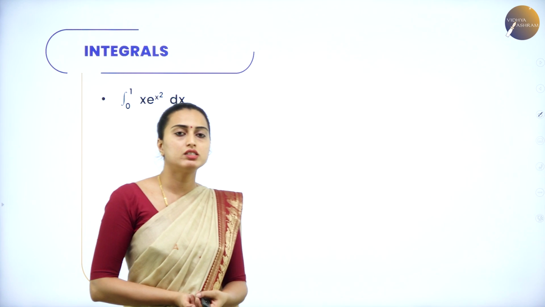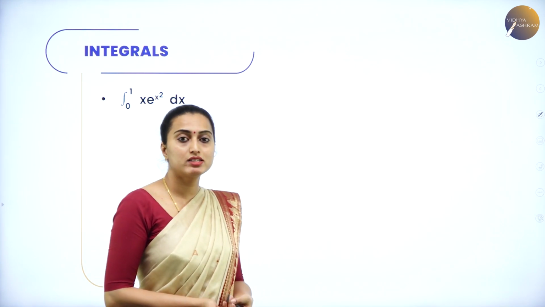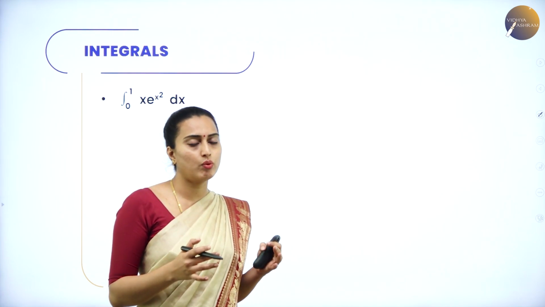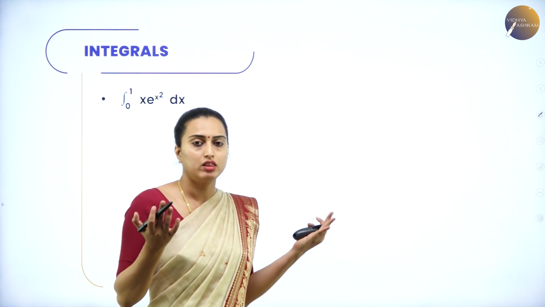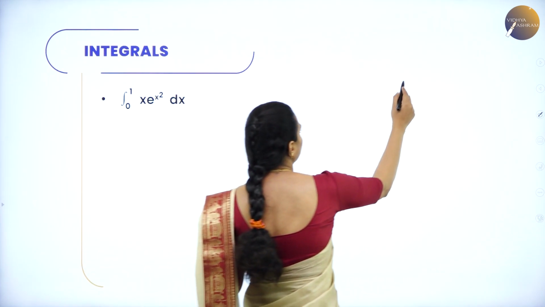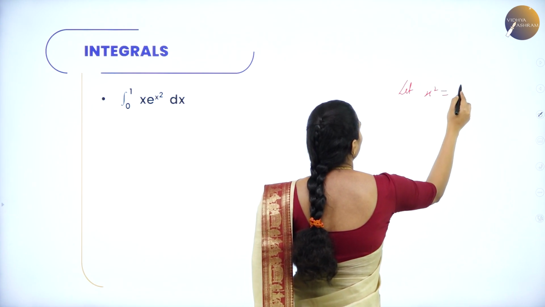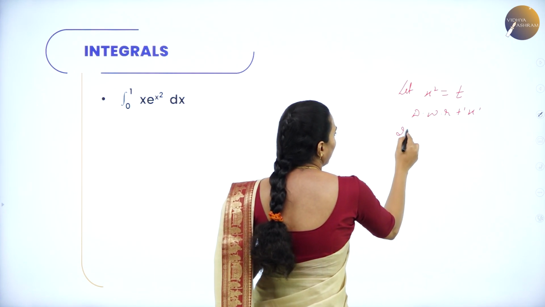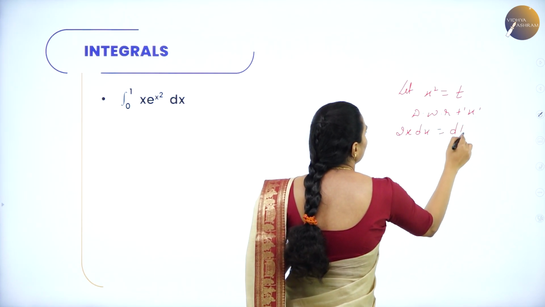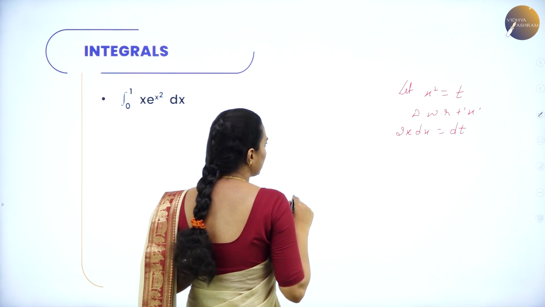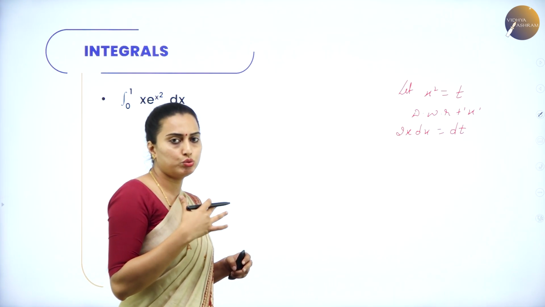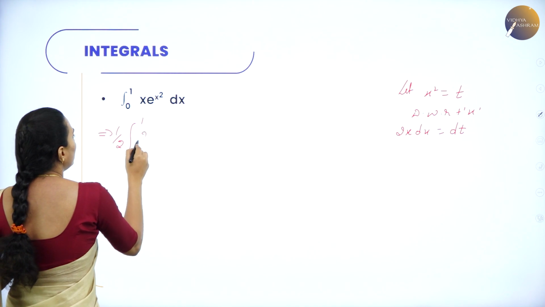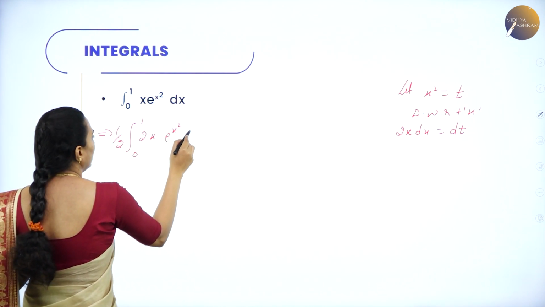What they have asked is the integral from 0 to 1 of x into e power x square into dx. Here, if you do the x squared differentiation, it will give you 2x. Therefore I can substitute here: let x squared equal t, and differentiate this with respect to x. So you get 2x into dx equal to dt. Now here you do not have 2x dx, so therefore I am going to multiply and divide by 2 there. So it will become 1 by 2 into the integral from 0 to 1 of 2x into e power x squared into dx.